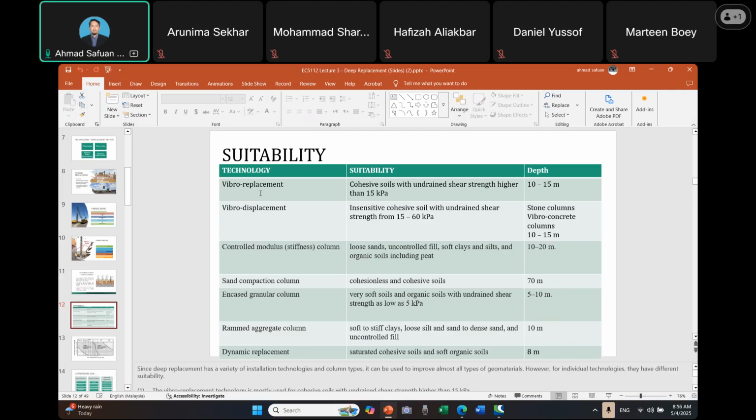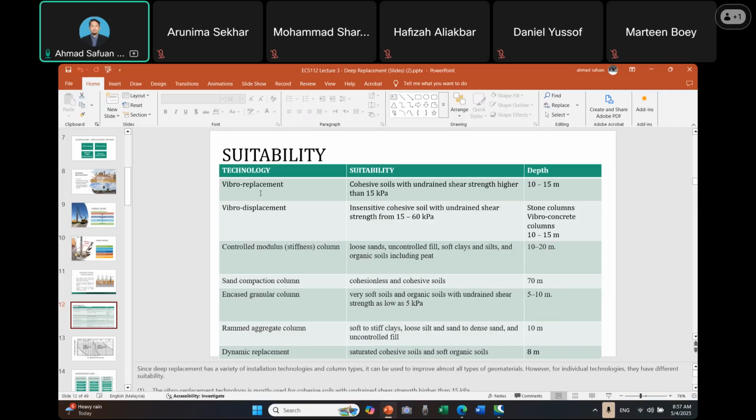So the encased granular column, with the use of the geosynthetic as an encased system, is suitable for very soft soil and organic soil with undrained shear strength as low as 5 kPa. It can be up to 10 meter deep. The rammed aggregate column is suitable for soft to stiff clay, loose silt and sand to dense sand and uncontrolled fill, and suitable up to 10 meter deep.